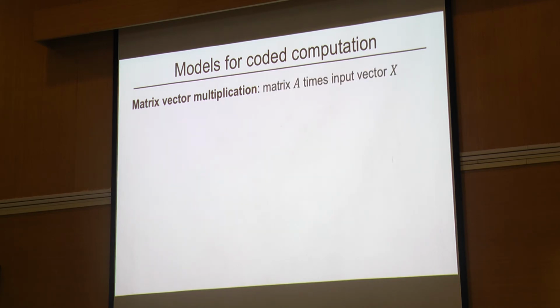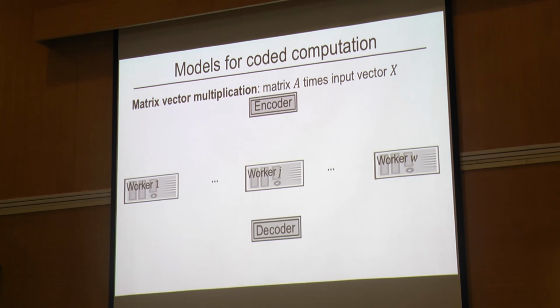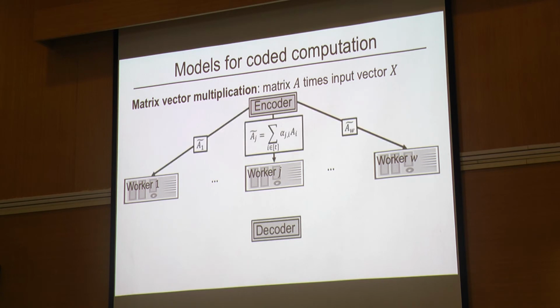Okay, so basically the entire scene would look like this. We have an encoder, and it will encode and give ai tildes to these workers. You can think of this as a pre-computation, so it would be done before. And ai tildes are some linear combination of ais.